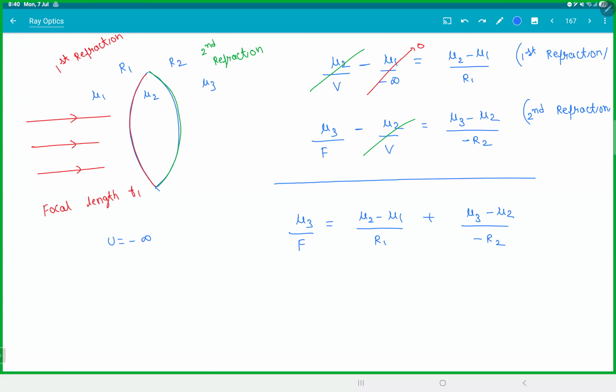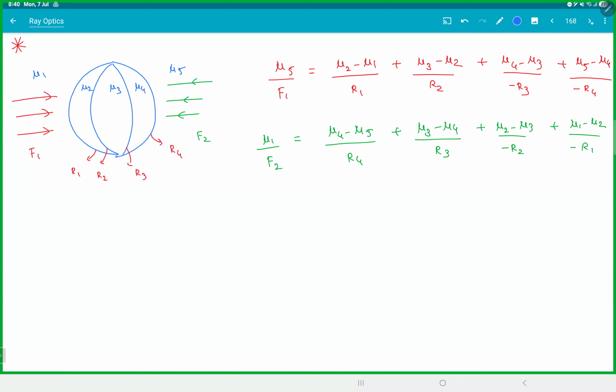Refraction on a curved surface, you just do it 2 times. Add them, they'll cancel off. All clear with this? So this is one model where you can't use your regular lens formula if you mess up the mediums on both the sides. Quite an important question.